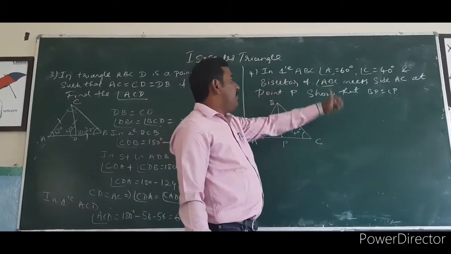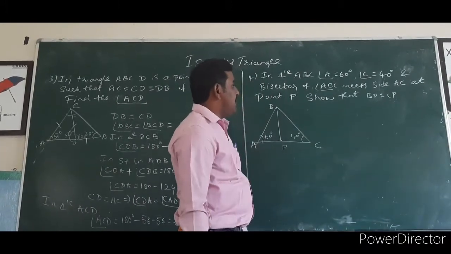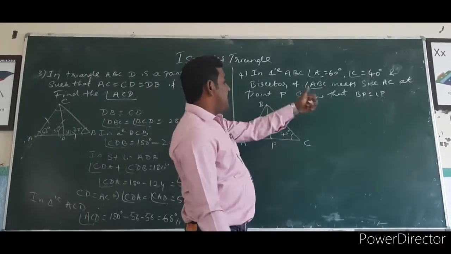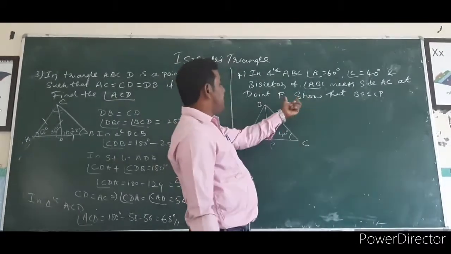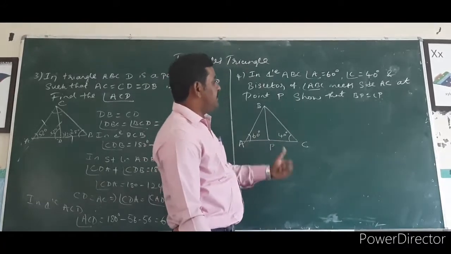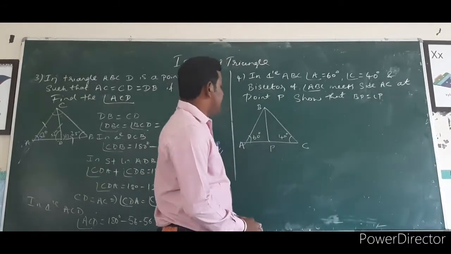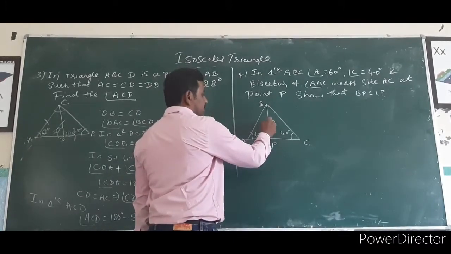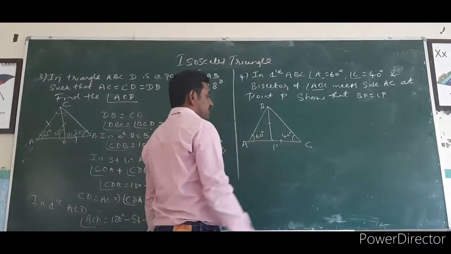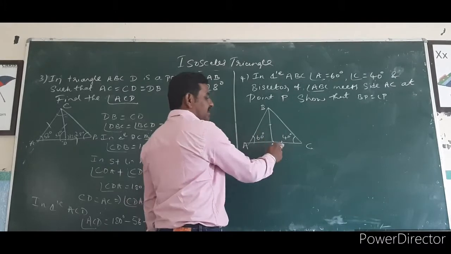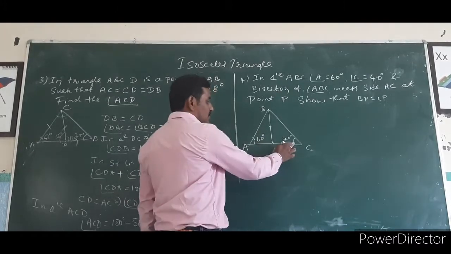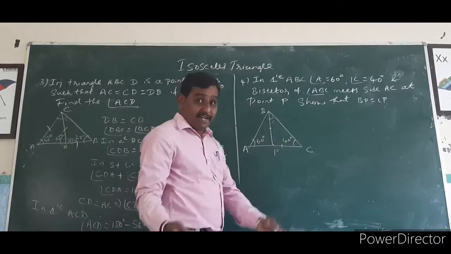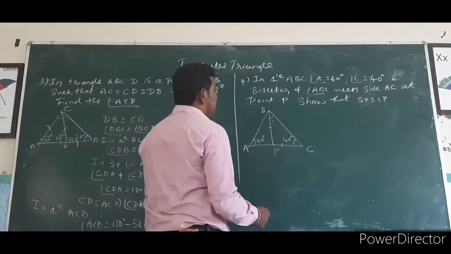Okay, next problem. In the triangle ABC, angle A is equal to 60 degree, angle C is equal to 40 degree. Bisector of angle ABC meets at point P on AC. Show that BP is equal to CP. Means we have to prove this side and this side are equal. If these sides are equal, we have to show this angle and this angle are equal. Let us check whether it is equal or not.